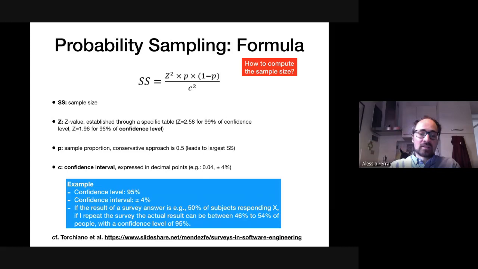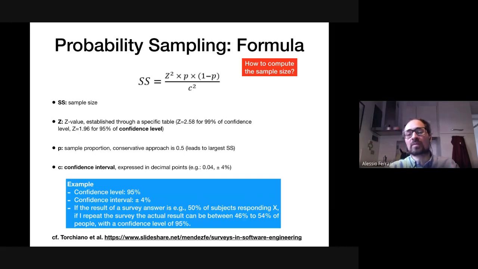In other words, if the result of a survey is, for example, for a certain specific answer, 50% of the subjects are responding with a certain value, if I repeat the survey, the actual result can be between 46% and 54% of the people, with a confidence level of 95%.